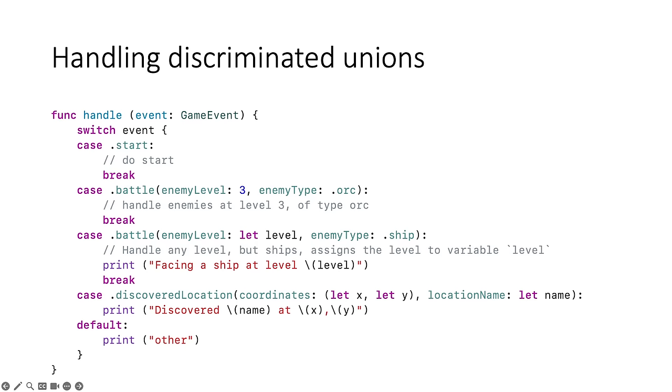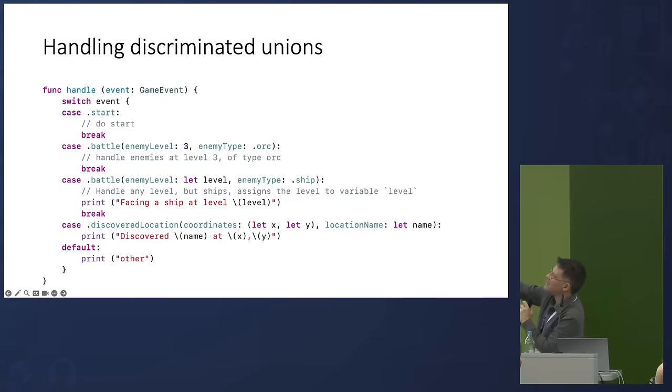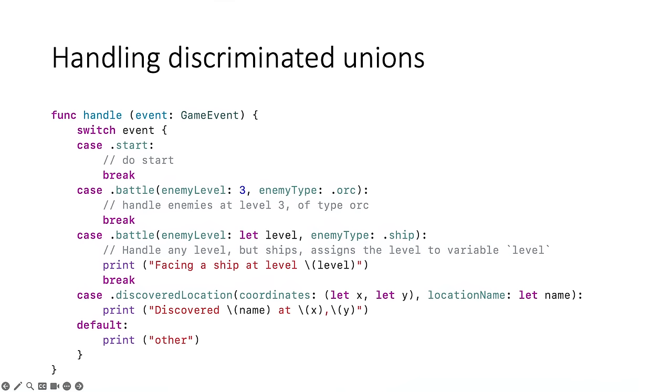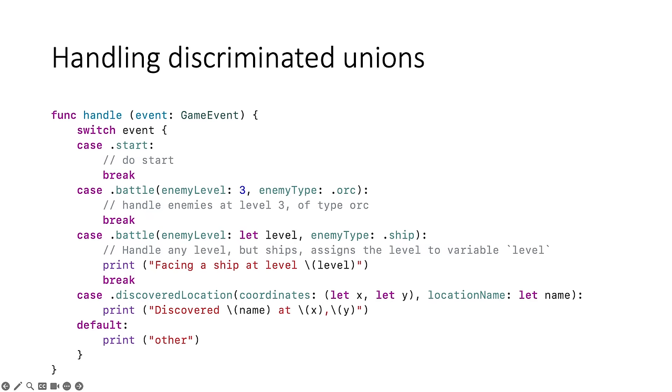So for example, the first one has no payload, so I just say if the case is start, do this. The second one has a value, and it will only match that case if the enemy level is 3, right? It writes some nice code for you, and the enemy type is an orc. The next one says it doesn't matter what the level is as long as it's a ship, right? And the other one assigns coordinates and a location name. And the last one handles the rest. So this is, you know, just payloads. It's nice to reason in those terms.